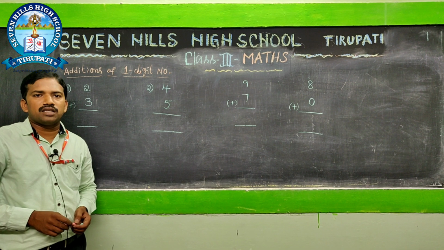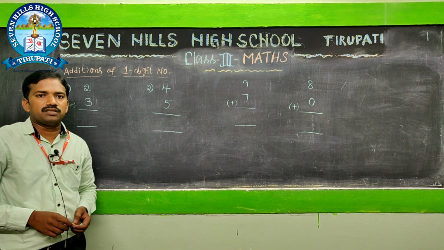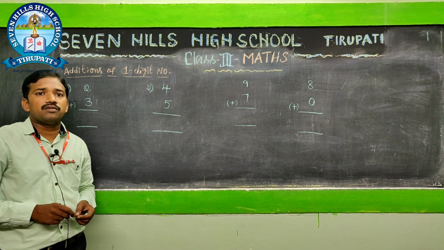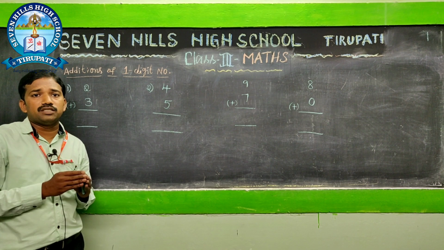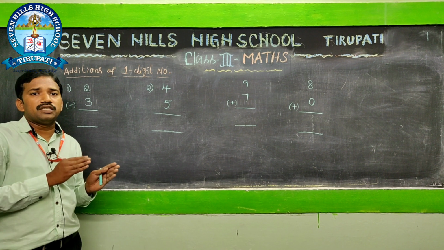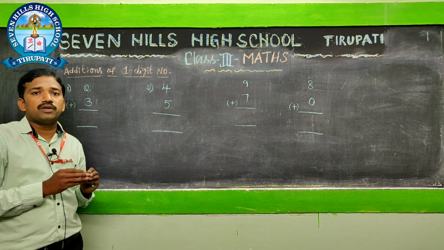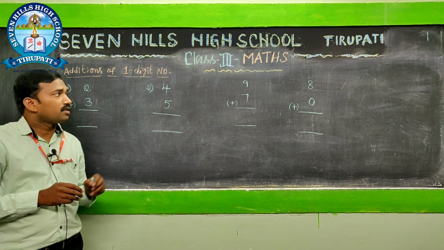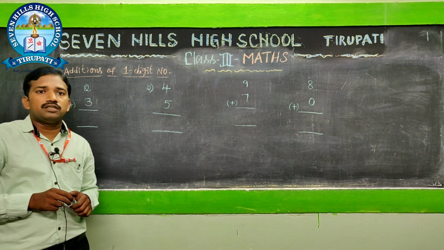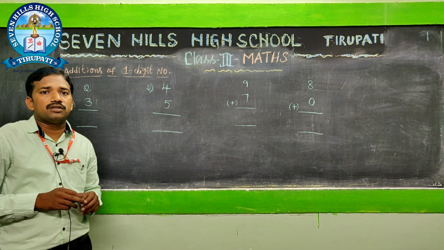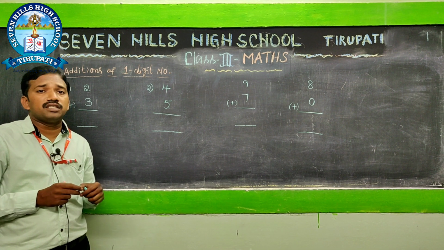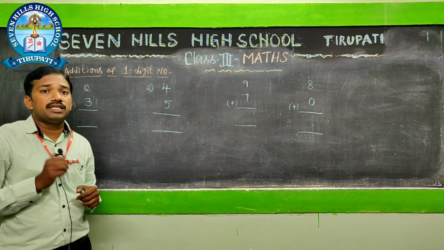In the previous online class, you learned about numbers. In that, you have to know how to read up to 3 digits, how to write up to 3 digits, and also the expanded form of the numbers. Now, in today's online class, you learn and revise additions and subtractions up to 3 digits.